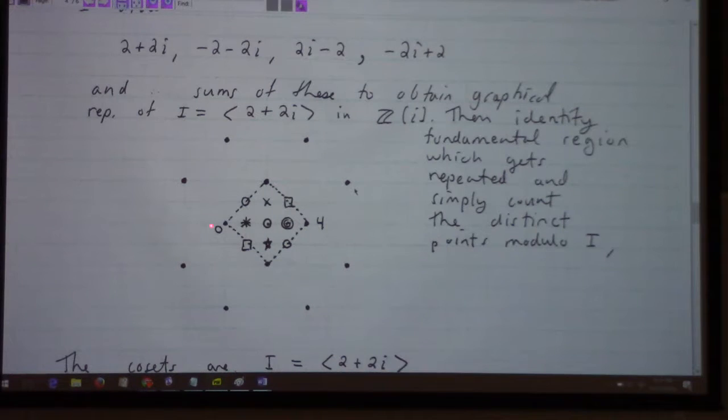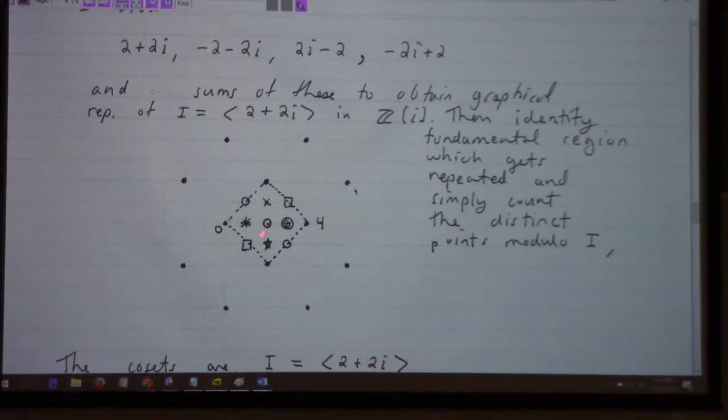So graphically, this point, and this point, and this point, and all these points are identified. So those form the coset I itself. And then I plus 1 is this one, I plus 2 is that one, I plus 3 is that. Here's I, and this is 2 plus I. Here's 2 minus I, that one. And so I just focused on a fundamental region here and identified one representative of each.